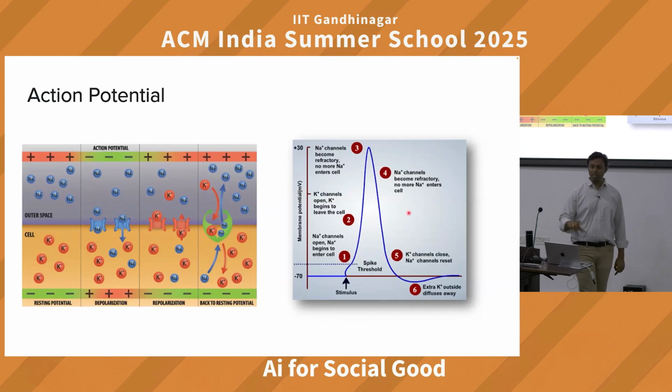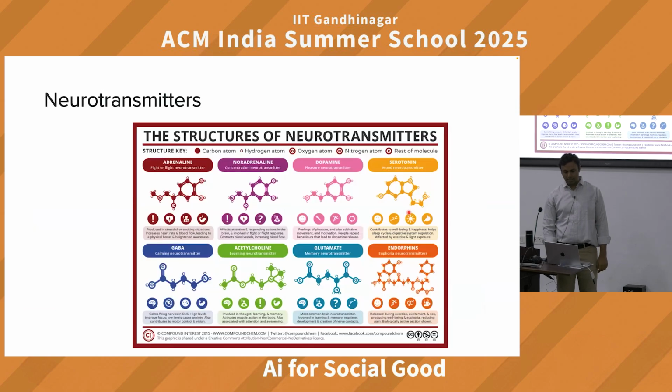In addition to these action potentials, which are one-to-one signals, there are things called neurotransmitters. We have different kinds of neurotransmitters like adrenaline, noradrenaline, dopamine, serotonin. So can you name an activity where dopamine is released? Exercise. Can you see? Achha. What else? Where is dopamine released? Social media.